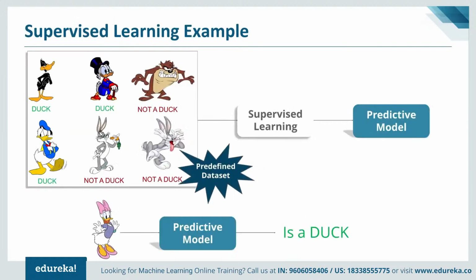In this slide, the image shows an example of a supervised learning process used to produce a model which is capable of recognizing the ducks in the image. The training dataset is composed of labeled pictures of ducks and non-ducks. The result of the supervised learning process is a predictive model which is capable of associating a label, duck or not duck, to the new image presented to the model.